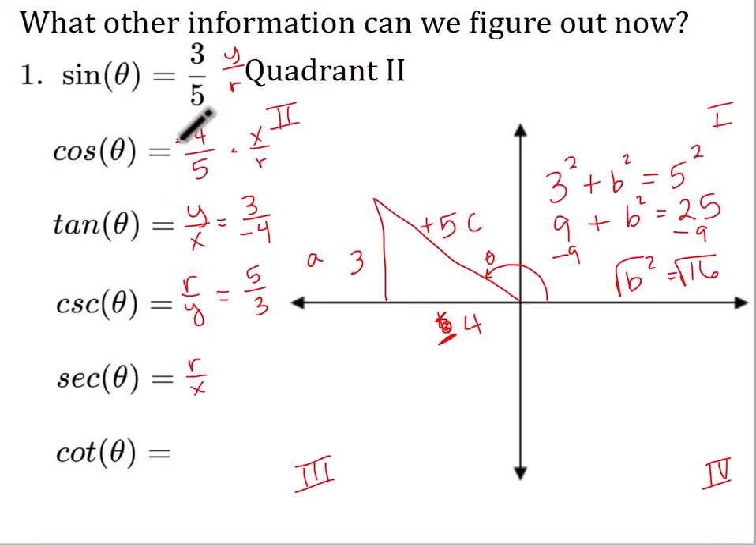Secant is r over x, or the reciprocal of cosine. So we can come from here as 5 over the x value, which is negative 4, or we can take the reciprocal of our cosine. And then cotangent is going to be the reciprocal of tangent, or x over y, and so this would be negative 4 over 3. And so we can just see that all of these different fractions, or the trig values, we can write all of those as new fractions instead of all of our unit circle numbers.